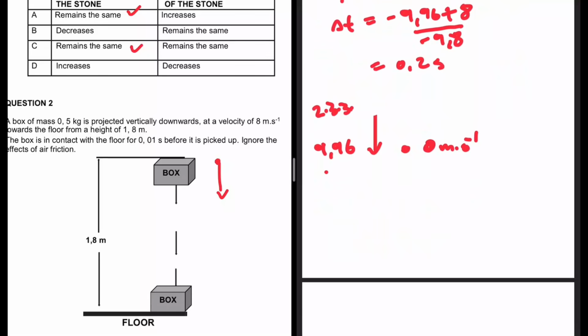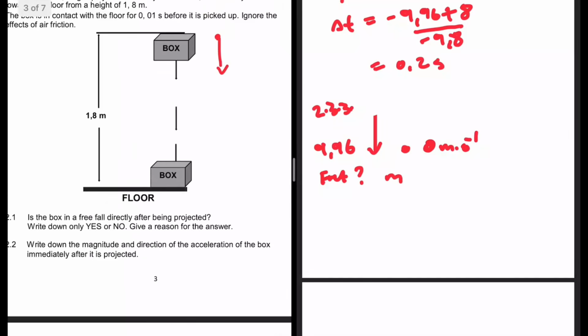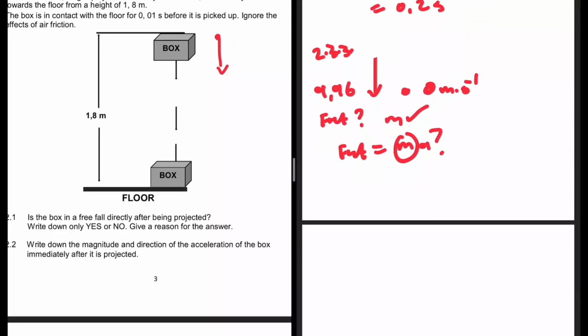What are we looking for? We're looking for the net force. What do we have? We do have the mass of the object, right? The mass of the object is said to be 0.5 kgs. What is F net? F net is equals to ma. We have the mass, so can we find the acceleration? Maybe that is what the question is actually saying. Let's see if we can find the acceleration.